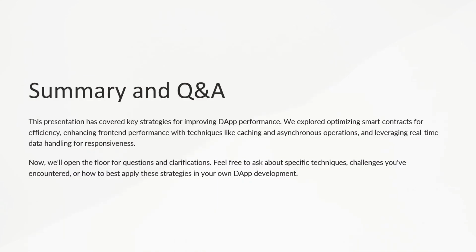This brings us to the end of our presentation. Let's summarize it. This presentation has covered key strategies for improving DApp performance. We explored optimizing smart contracts for efficiency, enhancing front-end performance with techniques like caching and asynchronous operations, and leveraging real-time data handling for responsiveness. Now we'll open the floor for questions and clarifications.